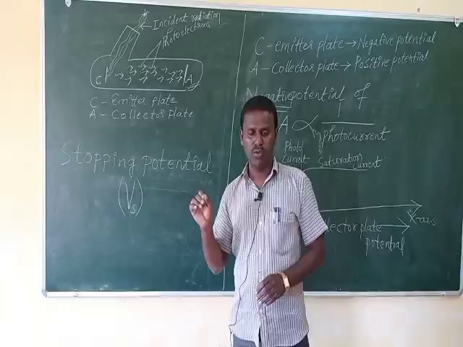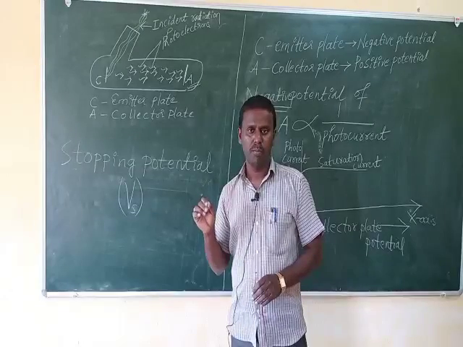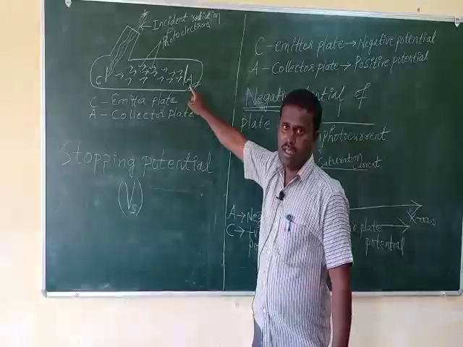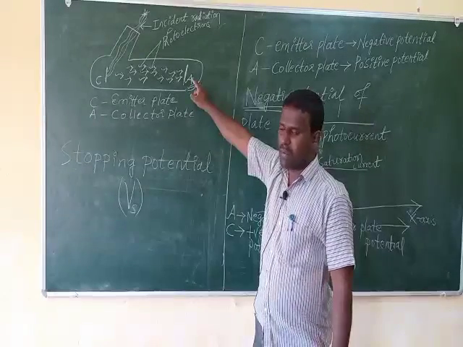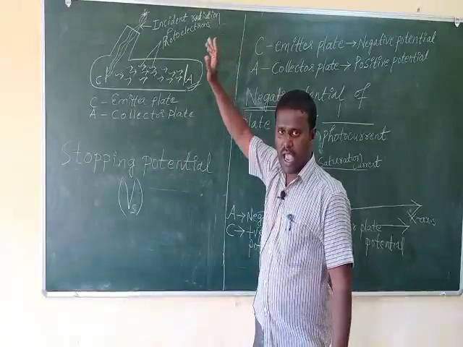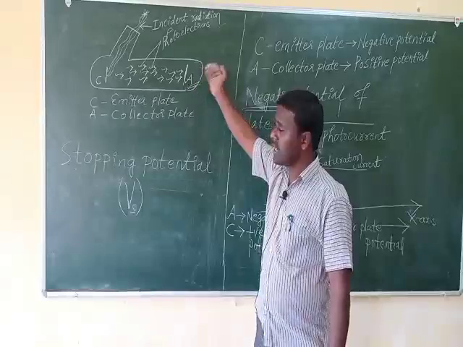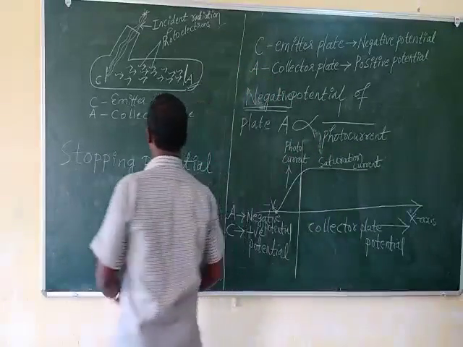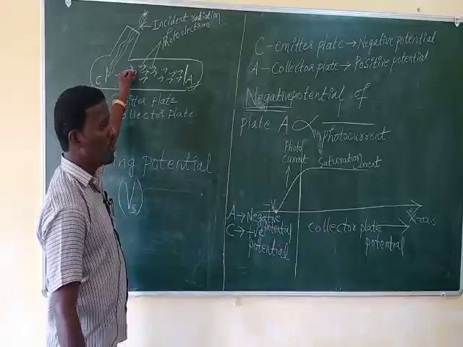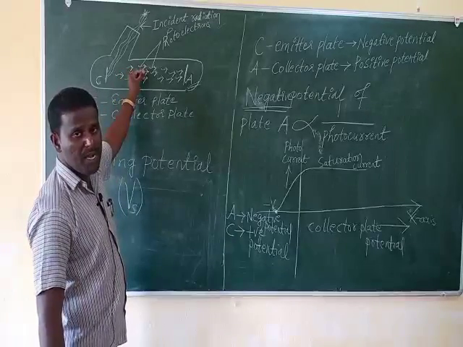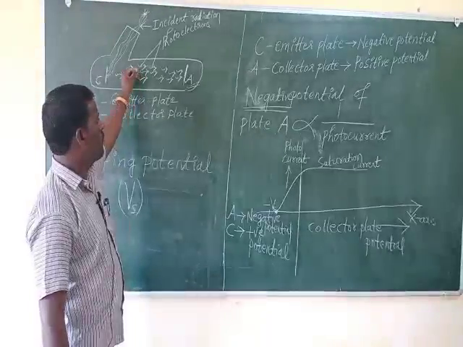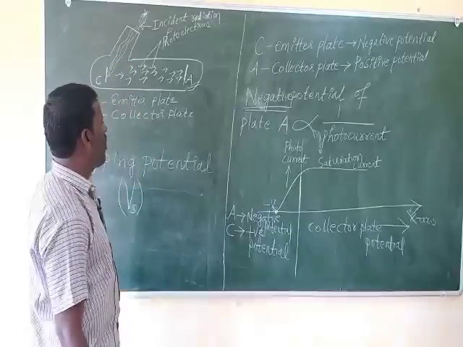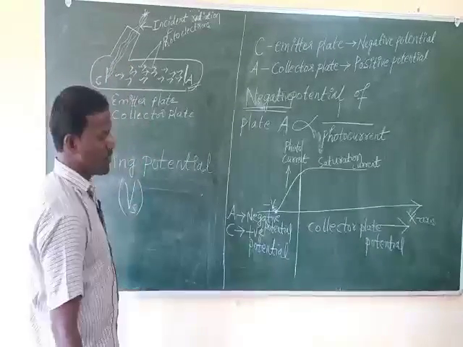Stopping potential is the particular value of negative potential given to the plate A, the anode plate or collector plate, for which photocurrent completely becomes zero. For which photocurrent completely becomes zero, that is called stopping potential.